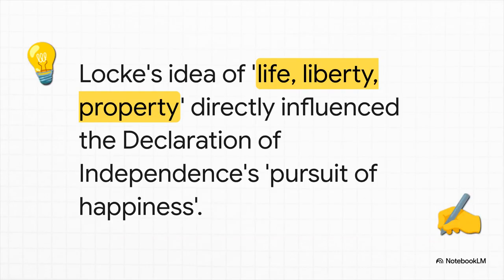Does that life, liberty, and property thing ring a bell? It should. You can draw a straight line from John Locke right to Thomas Jefferson. Jefferson took that idea and tweaked it just a little for the Declaration of Independence to life, liberty, and the pursuit of happiness. This is the social contract in action, the idea that a government's only legitimate if the people, the governed, agree to it.